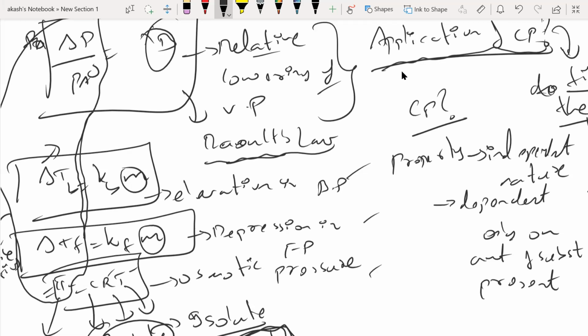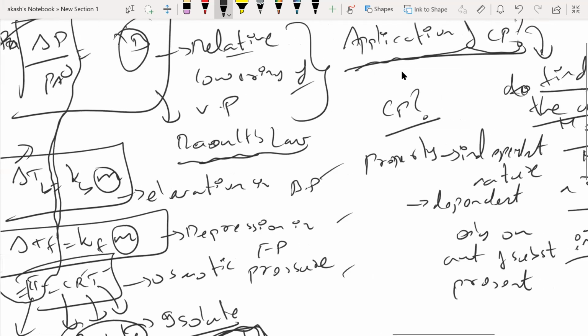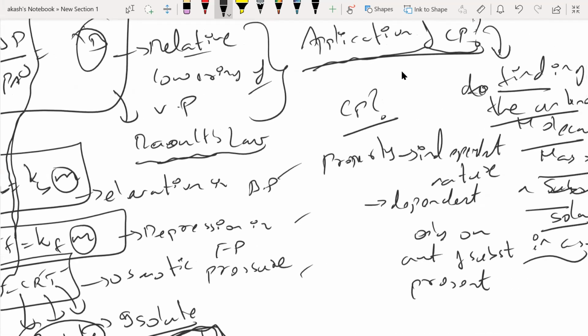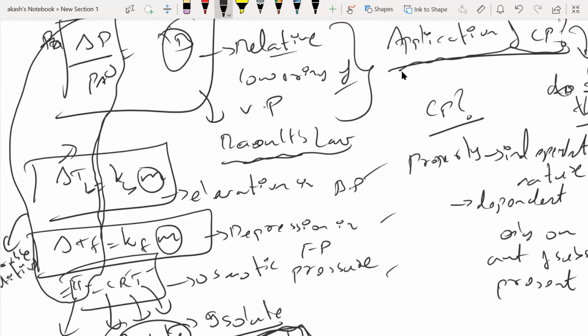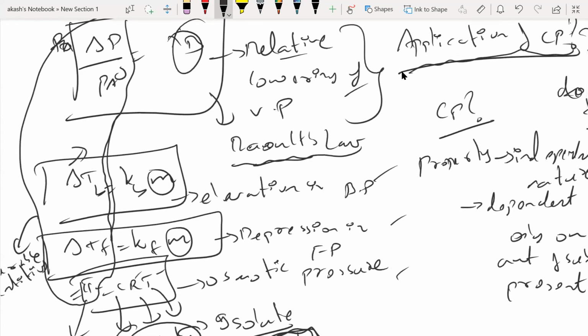Can you repeat the question? What I'm asking is, I give you a solution, right? And I want to find the unknown molecular mass of the solute. Obviously you want to use a colligative property to find that. Which colligative property is the best to use and why? Out of these four, which one will you use and why? Or which is better to use?